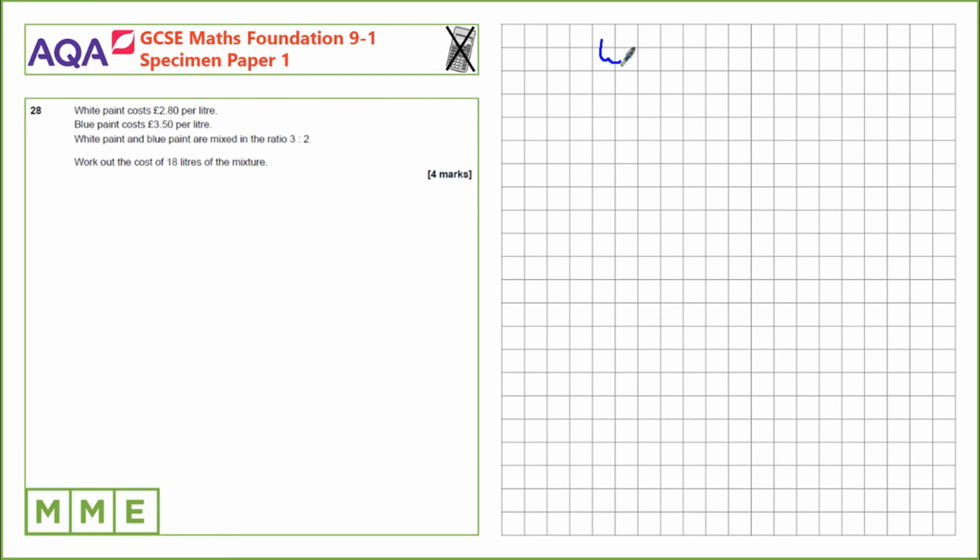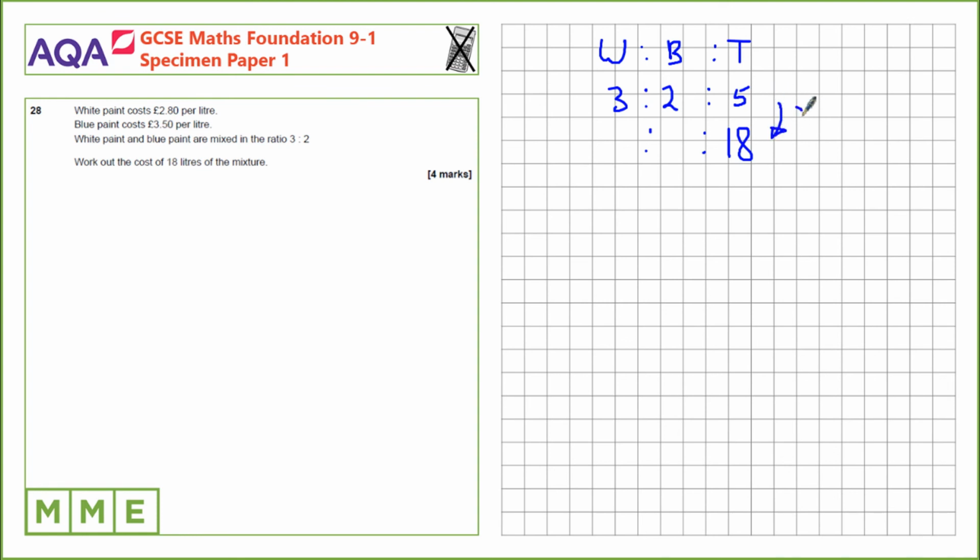First, let's write out the ratio. White to blue is 3 to 2. We want the cost of 18 litres of the mixture. I'm going to add a total column here to the ratio. So, if we want 18 litres of the mixture, we need to work out the ratio for 18 litres. In this case, we have a total of 5 units.